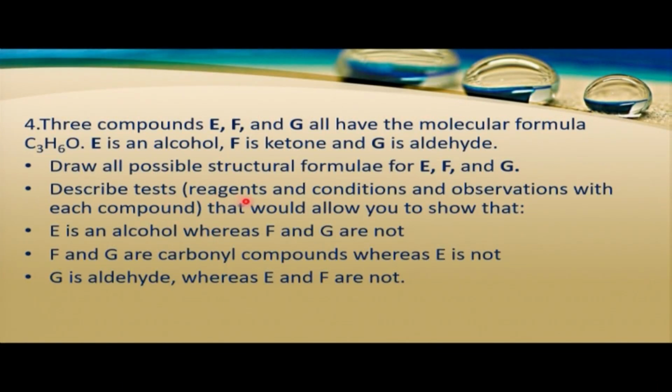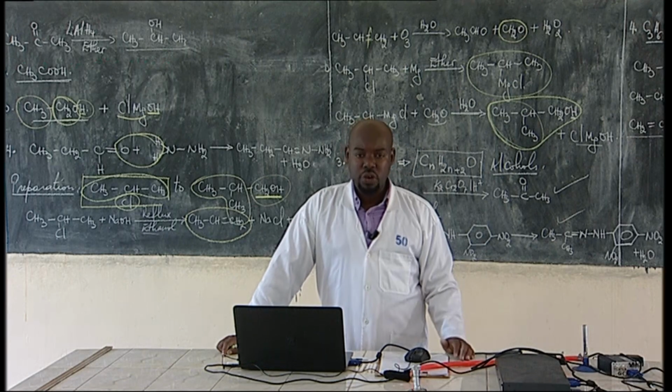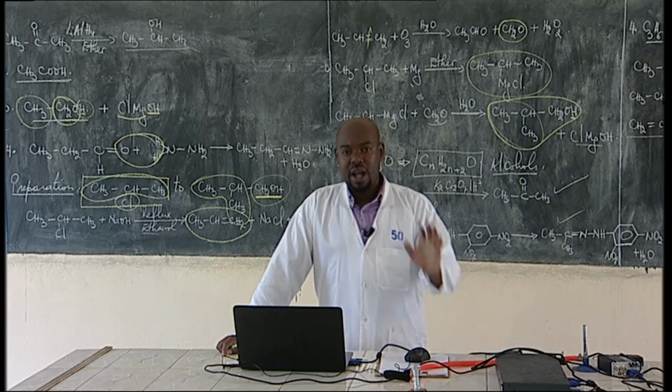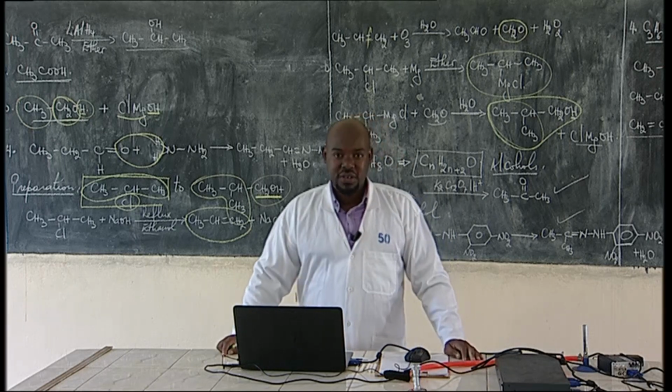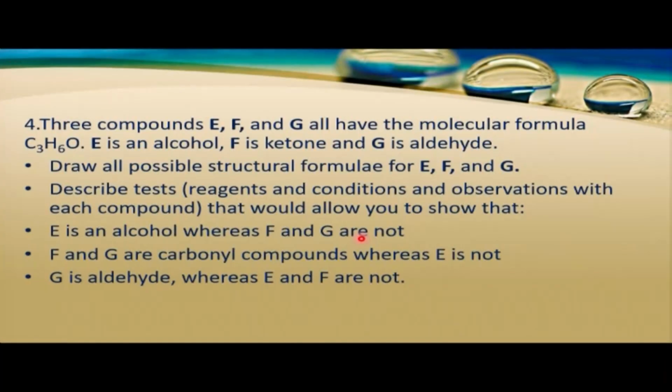Describe tests. You give the reagents and conditions and, of course, the observations that will allow you to show that E is an alcohol while other compounds are not. Remember, here we can use a reaction with a reactive metal, for example. Alcohols react with sodium, and the observation is the production of hydrogen gas. But the ketones do not. That is one of the tests you can use. Carbonyl compounds do not react with sodium, but the alcohol reacts.